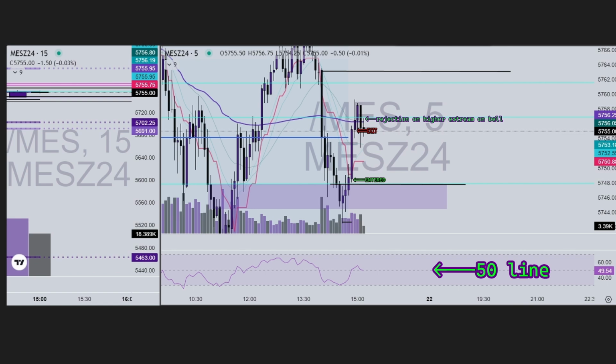Now we're close to market close on the ES, so chances are we're going to bounce back like we just saw. But then also, you could look at this as being oversold on the 50 line, because the POC line kind of coincides with your 50 line, so you could have looked at it as being oversold.